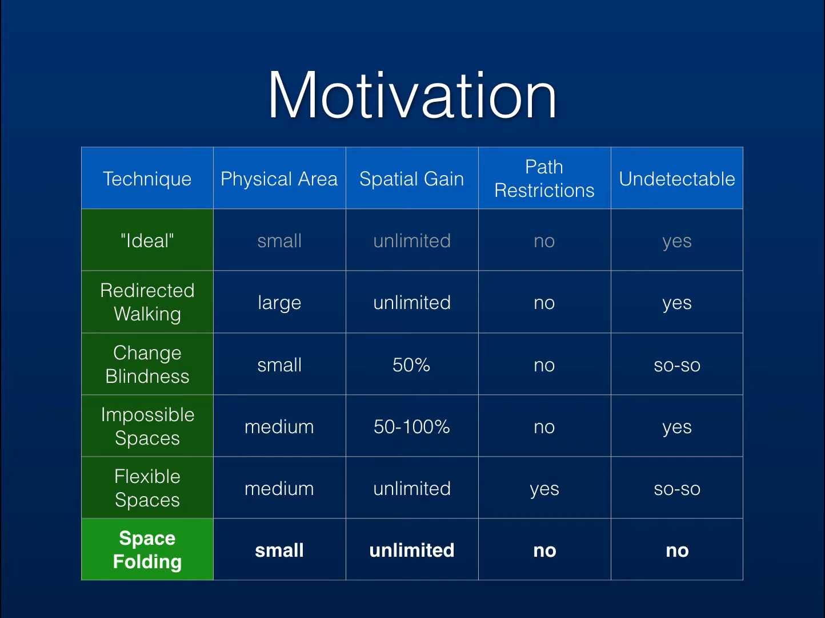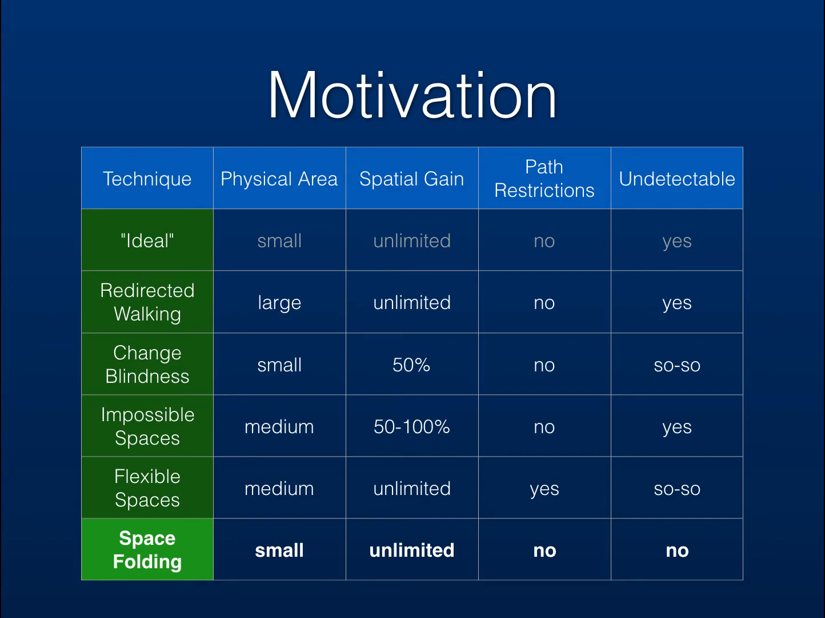The problem with walking is that you generally have a very limited physical space to do it in, requiring some means of compressing the virtual environment to fit into the physical play area. Various approaches to spatial compression have been proposed and are summarized here, but all of them still require a quite large physical space, with the possible exception of change blindness, and that one provides only a modest spatial gain of about 50%. Some techniques also restrict the user to certain predetermined paths.